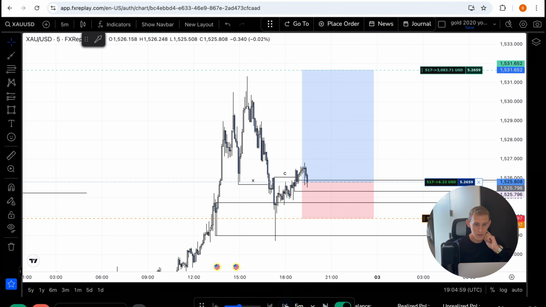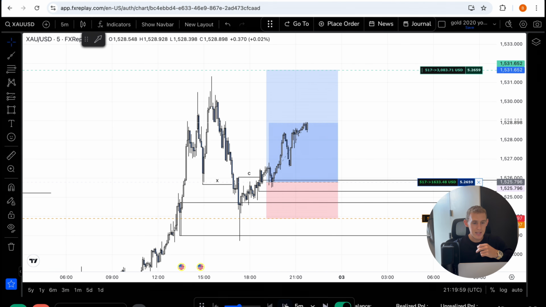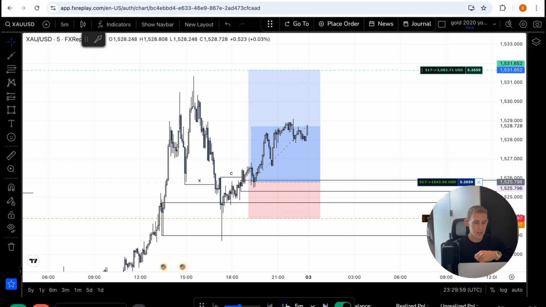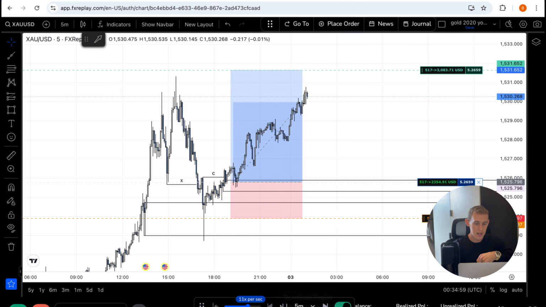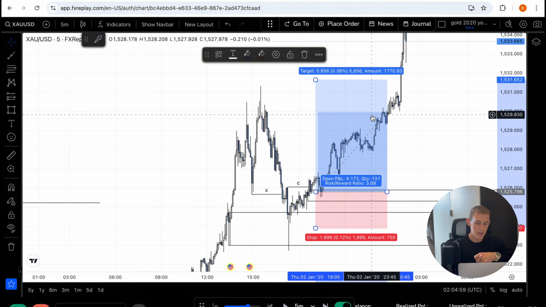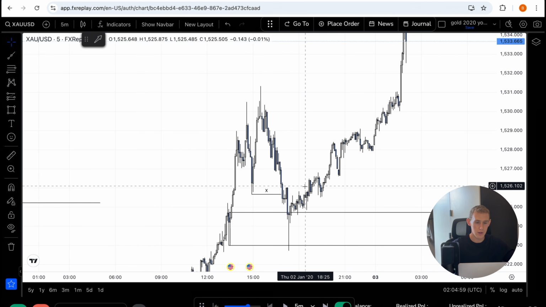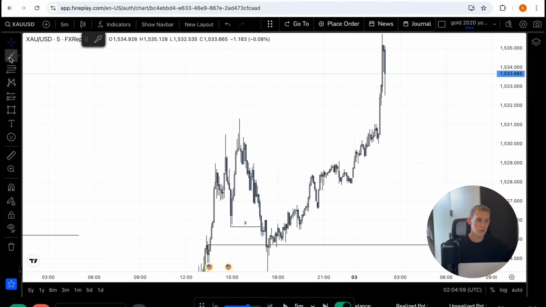Let's see how it plays out. Demand is holding so far. And like I said, when gold is in a kind of scenario like this, where it's just continuing to rally with a lot of momentum, you're not anticipating a bigger pullback. So yeah, there we go. We've had this small retracement down on higher time frame, and then price pushed over and hit our TP. So great first trade of the session.